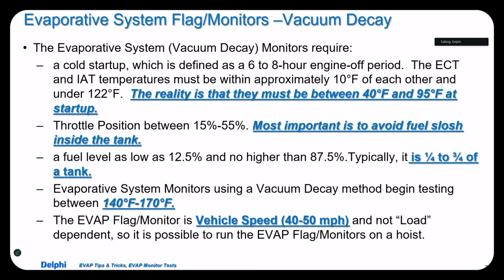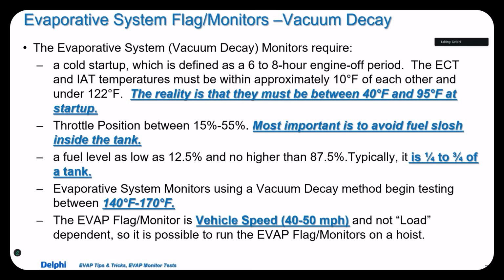The reality is, whatever time frame it is, it must be below 122. The 10 degrees is not a given. That's an average number that CARB put out that I've used for years from looking at a lot of cars, but I see some that go as high as 12, 13, 15 degrees difference. The reality is the startup temperature should be between 40 and 95 degrees Fahrenheit. We'll talk about the reasons why in just a little bit.